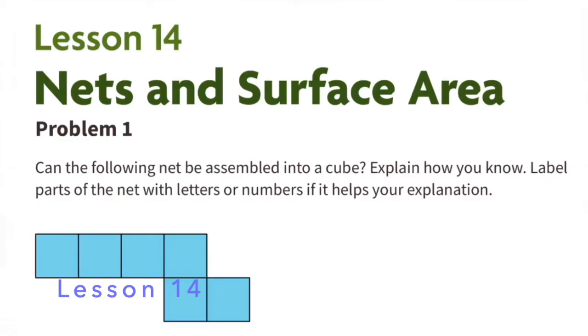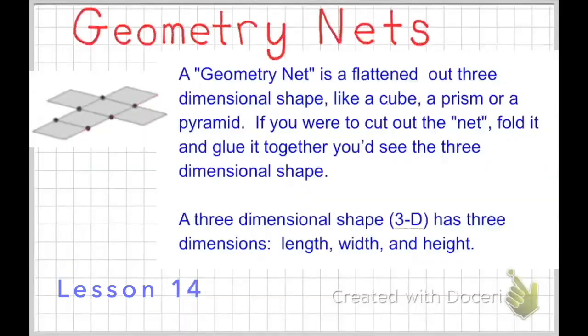6th grade, Unit 1, Lesson 14, Nets and Surface Area. For this lesson, it's important to know what a geometry net is. A geometry net is a flattened out three-dimensional shape like a cube, a prism, or a pyramid. If you were to cut out the net, fold it, and glue it together, you'd see the three-dimensional shape. A three-dimensional shape has 3 dimensions: length, width, and height.